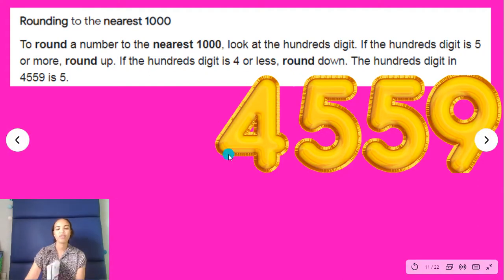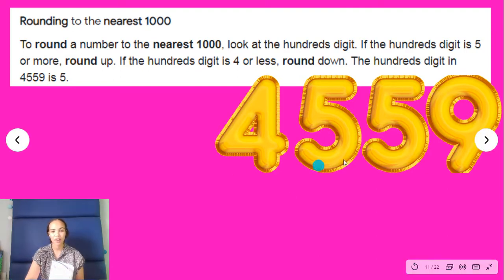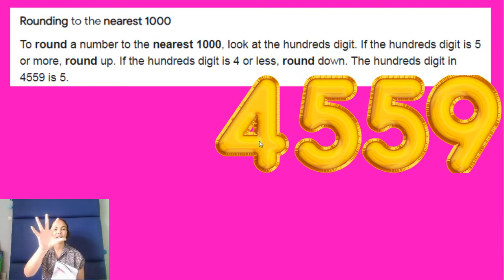Over here in this number, we've got 4,559. You guys know that this is the thousands column, this is the hundreds column, this is the tens and the ones, or the units. We now need to look at these two numbers. We need to look at the thousands column, and the hundreds column helps me decide which thousand am I going for. Okay, so here we go. 5 or more, round up. So 4,559 rounded to the nearest thousand is 5,000.